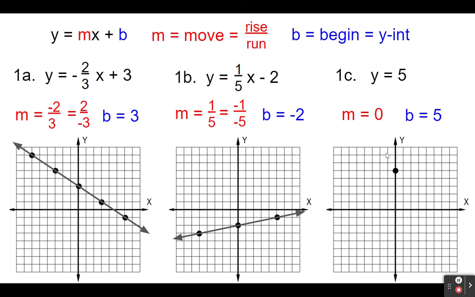Since we have a slope of 0, you will rise 0, meaning you cannot go up or down, but you can run for as many as you want. So rising 0 and then run out to wherever you want and put a point. Y equals a number is just a horizontal line at that number on the y-axis.